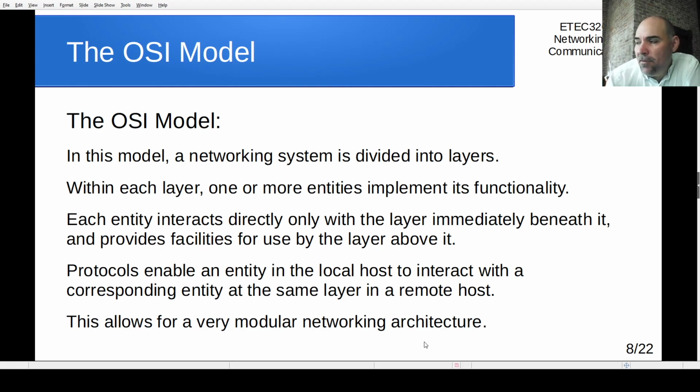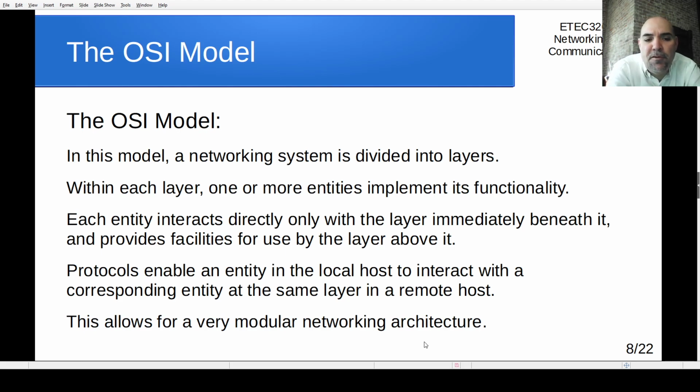And what we mean by different layers is essentially the idea that each layer is up to one or possibly more entities to implement that functionality. So in other words, we're stratifying the functionality into different types of behavior. Each of those layers will interact only with the layer beneath itself and then provide a set of functionality, or you can think of it like an API, for use by the layer above it. So we'll come back to that in a second.